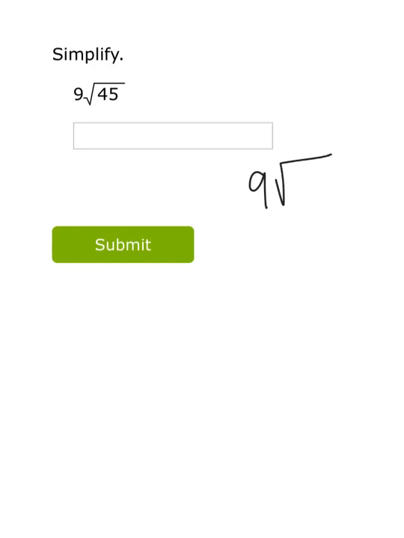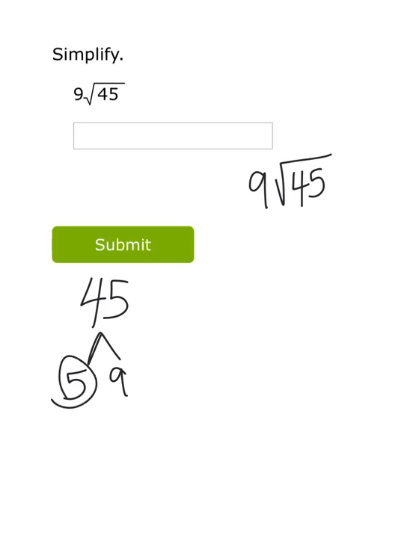Okay, now we need to break down 9 square roots of 45. So this time we have a number being multiplied on the outside of the radical. So let's do the prime factorization of 45. I know that I could multiply 5 times 9 to get 45. 5 is a prime number, but I can go ahead and break down 9 even further. 9 is 3 times 3. And then I would stop there, because 5 times 3 times 3 is 45, and all of those are prime.